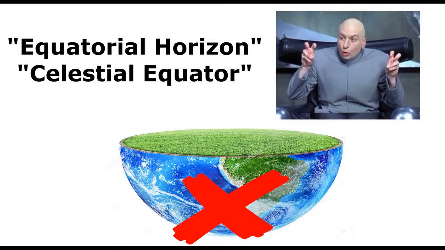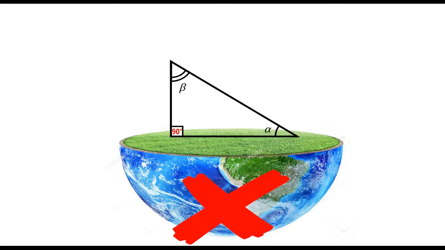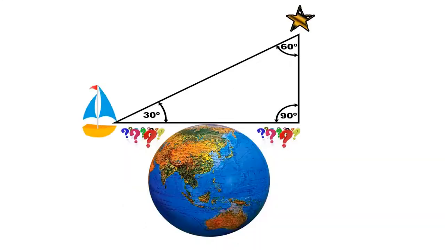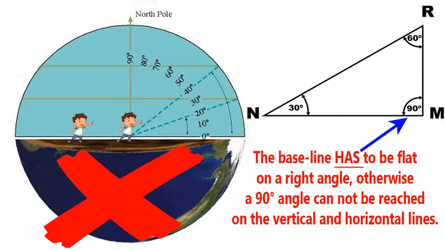Let's now go back to our flat Earth, equatorial horizon. All measurements are made using a right triangle with a 90 degrees. The baseline is always flat because Earth is flat. You cannot have a 90-degree angle with a flat baseline on a ball Earth. Nowhere have I found any calculation using ball Earth math. Real calculations: the baseline has to be flat, otherwise a 90-degree angle cannot be reached on the vertical and the horizontal lines. Let's listen to the so-called experts, say NASA, stating the very same thing.